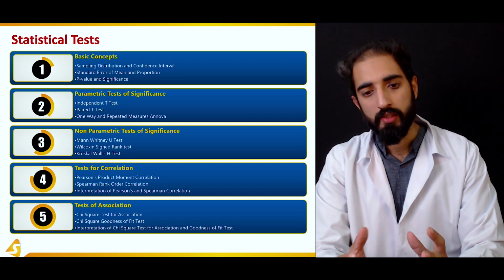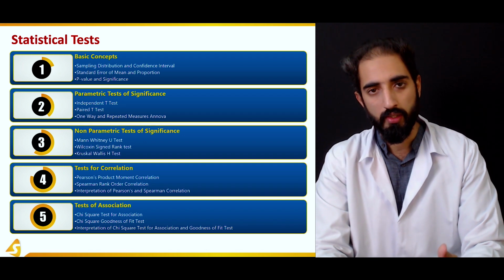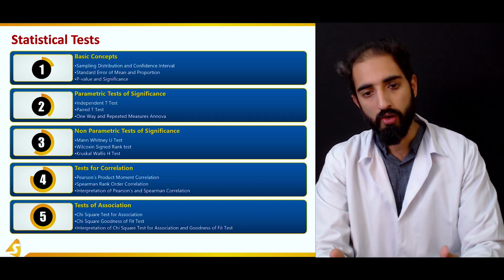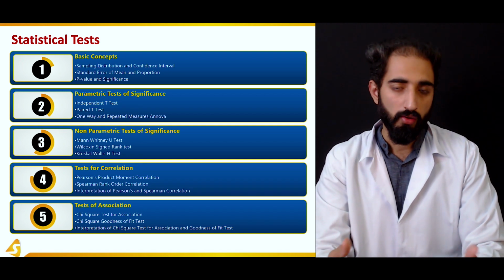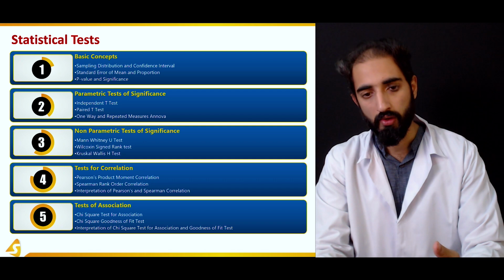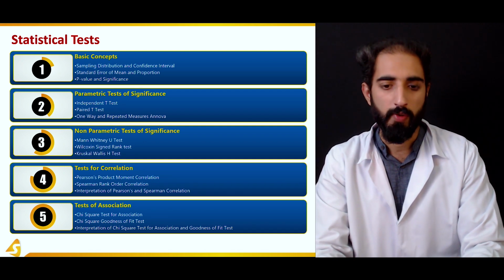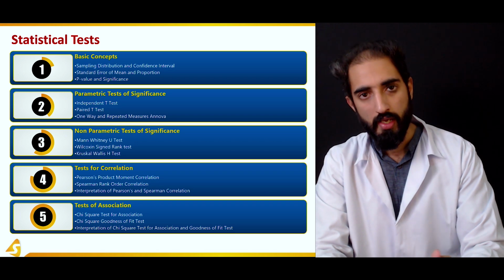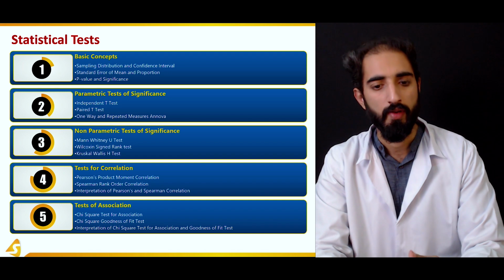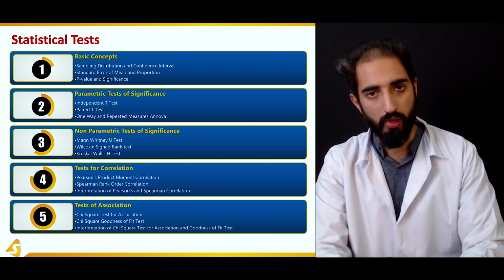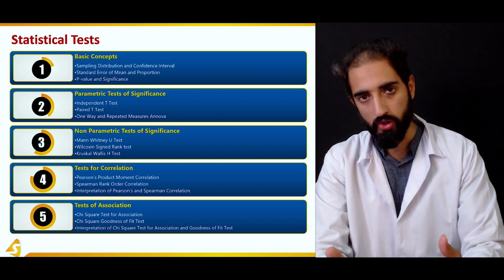Then we have the tests for correlation. Once again, we have a test for correlation in terms of both normally distributed data, or parametric test, as well as data that is not normally distributed, or you can say non-parametric test. So for normally distributed data, we have Pearson's product moment correlation, and for data which is not normally distributed, we have Spearman rank order correlation. And we're also going to talk about how to apply both of them and their interpretation as well.